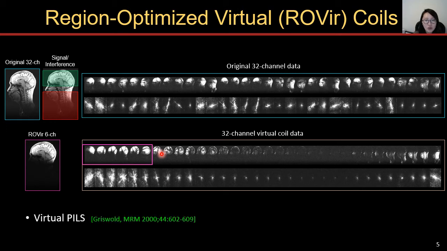And for those of you who remember the PILS technique, this is basically an optimal way of forming virtual highly localized coils from a set of non-localized coil sensitivities.